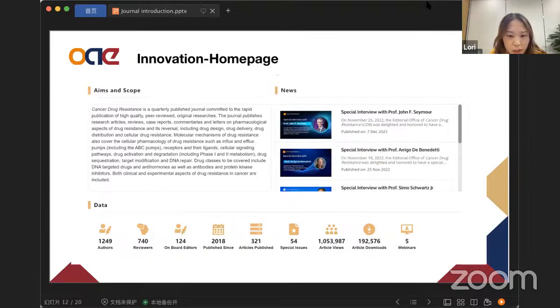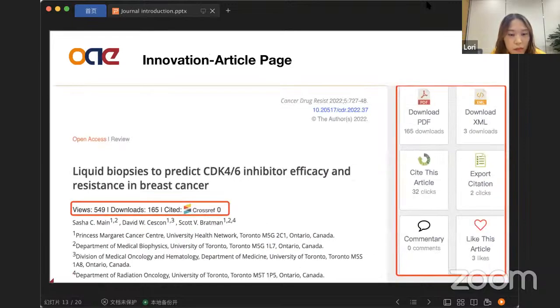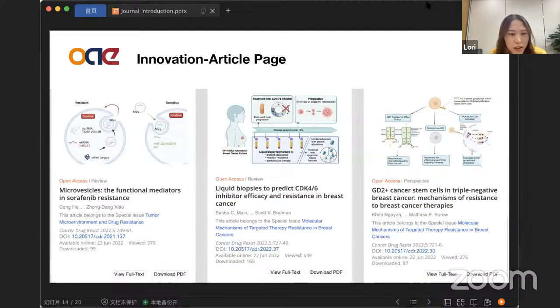At the bottom of the homepage, there is the data of our journal's recent progress, like authors, reviewers, published articles, and reviews, and this data is uploaded in time. From here, we can see it's easier to download the PDF version, and it's also very convenient for authors and audience to see the data of downloads and viewers. For this page, CDR encourages all the authors to provide a graphical abstract and to attract more authors and experts.